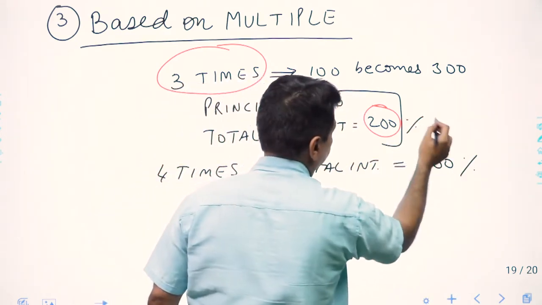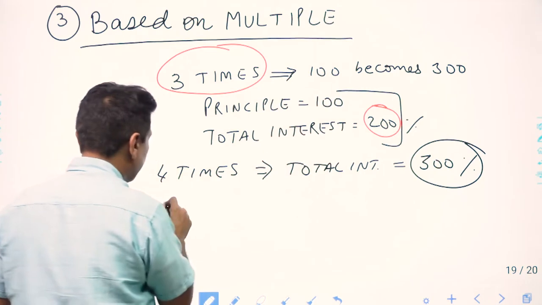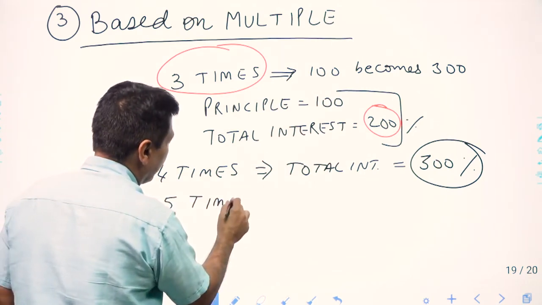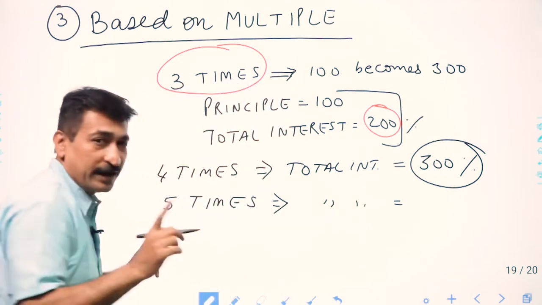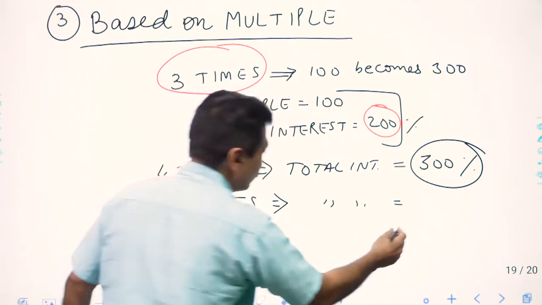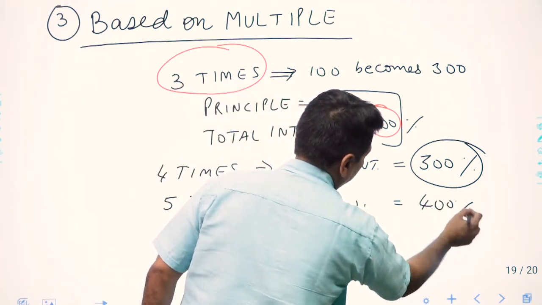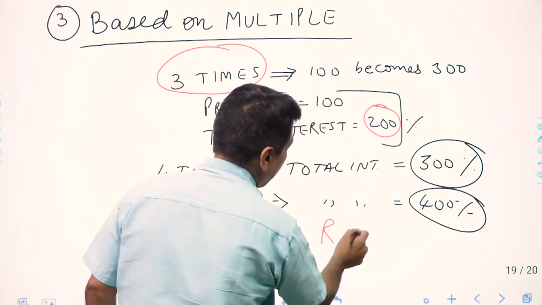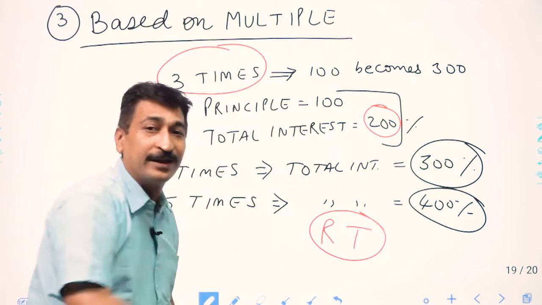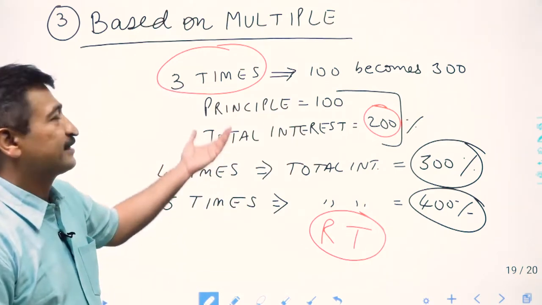Mind it, 300. If I say the money becomes 5 times, what does it mean? It means the total interest is 5 times is 500 minus 100 principal. So the total interest is 400. So what is total interest? Total interest is RT, that we already know. So let us now do a question.